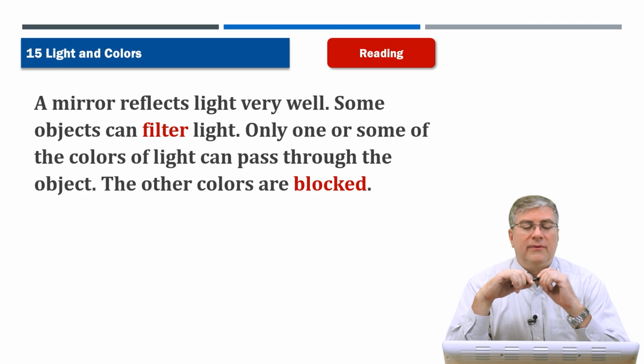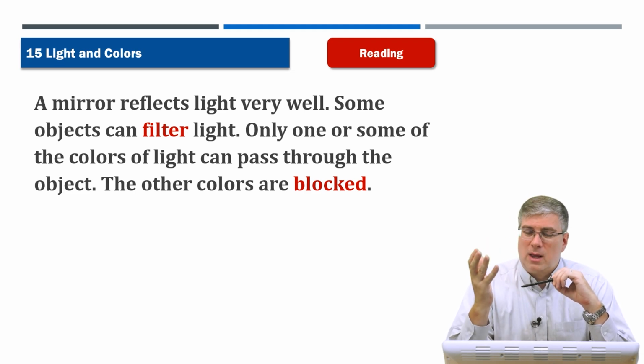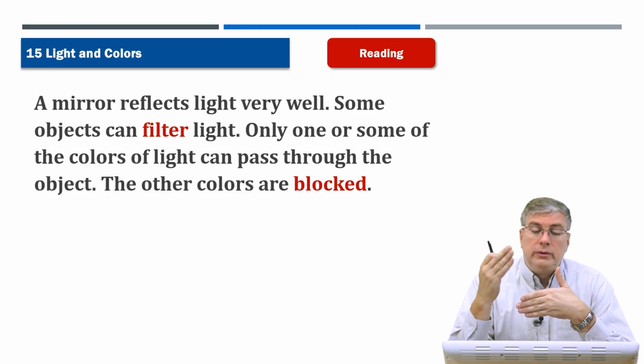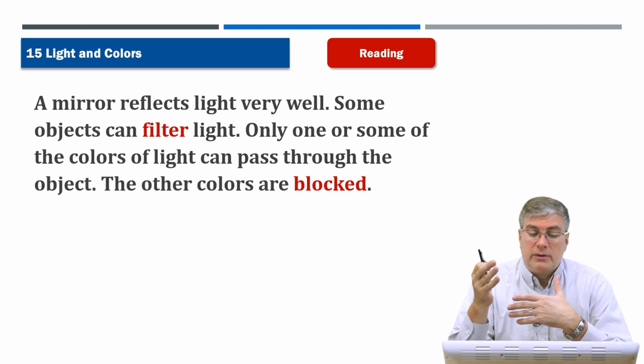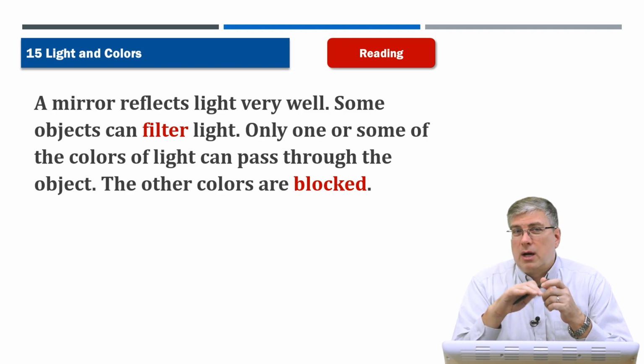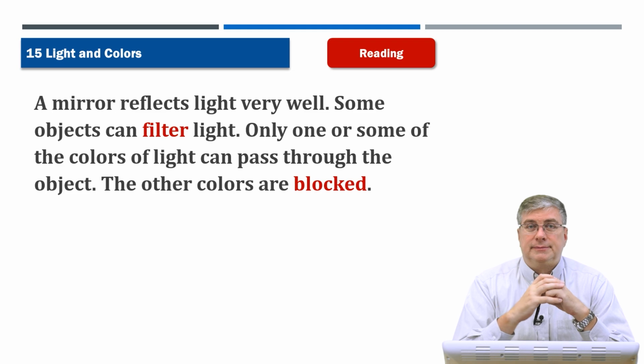A mirror reflects light very well. Some objects can filter light. Only one or some of the colors of light can pass through the object. The other colors are blocked.